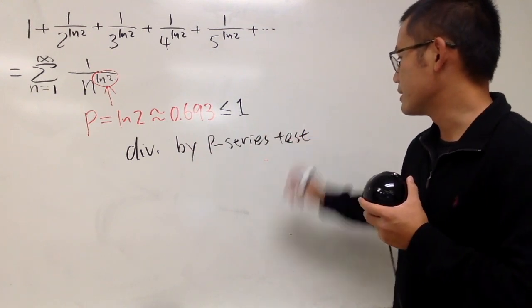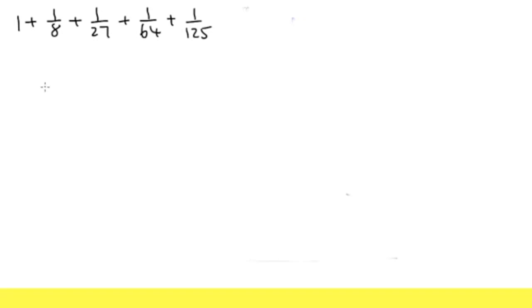So that's it. Okay, here we are going to look at this series 1 plus 1 over 8 plus 1 over 27 plus 1 over 64 plus 1 over 125. And this right here, it's actually really easy if it stops right here. But, you know, it keeps on going forever. So there's a plus dot, dot, dot. Alright, so converge or diverge?